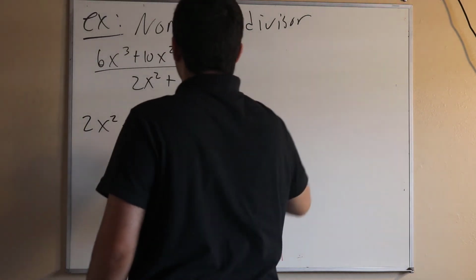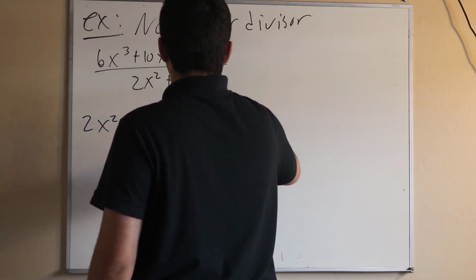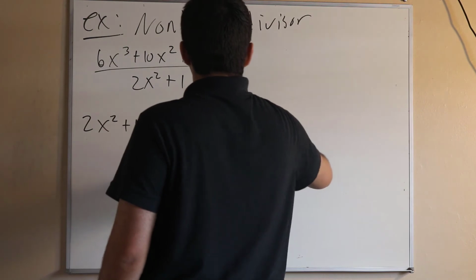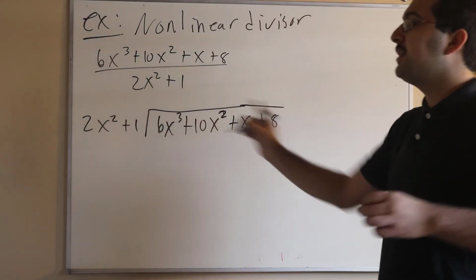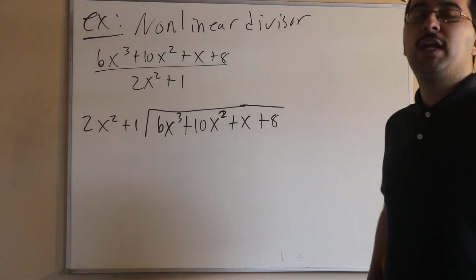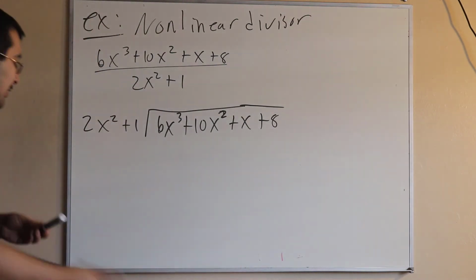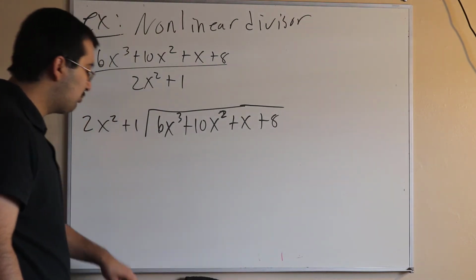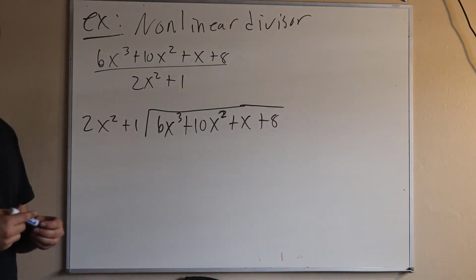Divided by 6x cubed plus x squared plus x plus 8. Okay, and so before we even start, here's our problem written in long division form. Before we even start, we're going to take note of something. And what we're going to take note of is exactly what we talked about in the previous two examples, in that there is a missing term for this problem.